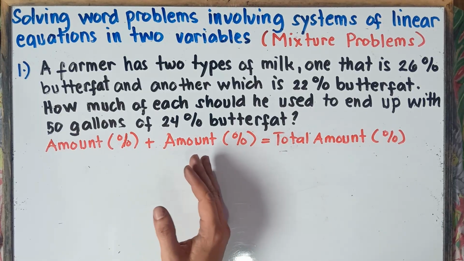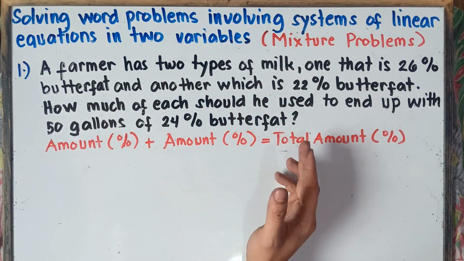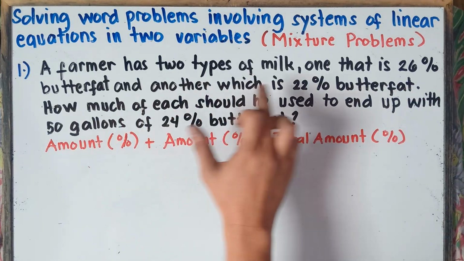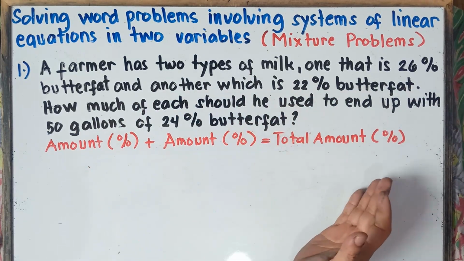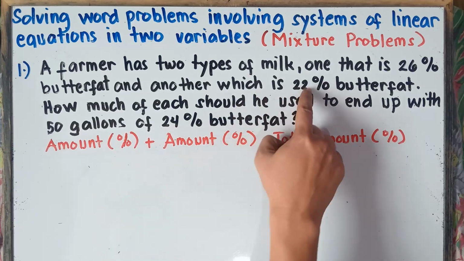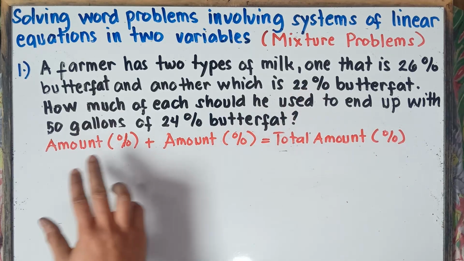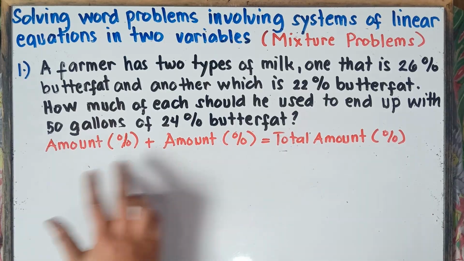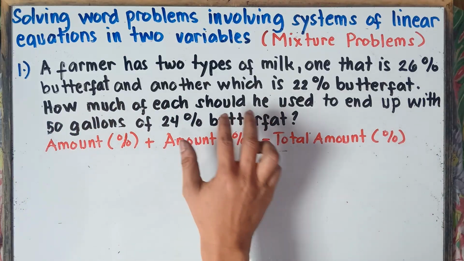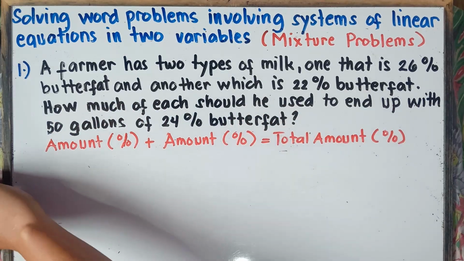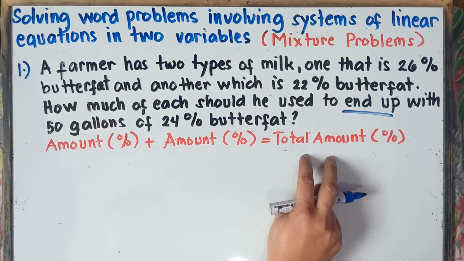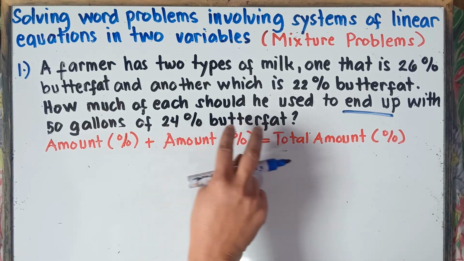Now in the first statement, a farmer has 2 types of milk, one that is 26% butterfat and another which is 22% butterfat. So we have the given percents, 26% and 22%. But the problem is we don't have the amount, the number of gallons. In the last statement, how much of each should he use to end up with 50 gallons, this will be the total amount. So we have the amount, 50 gallons, and the percent, 24% butterfat.